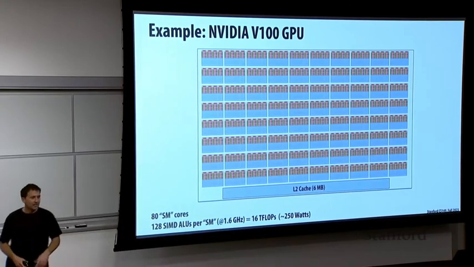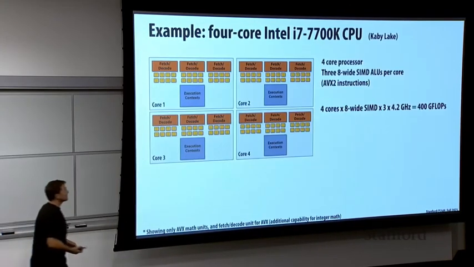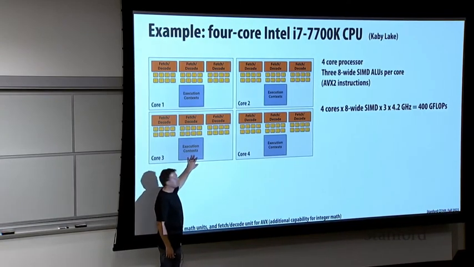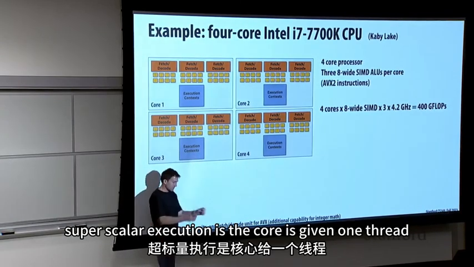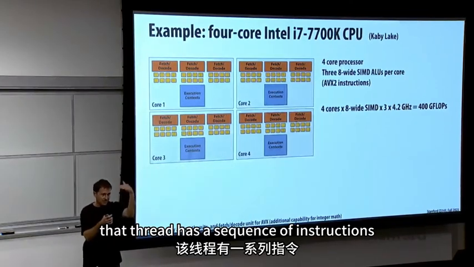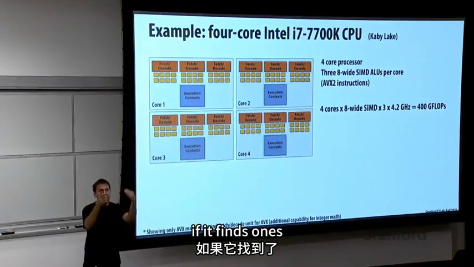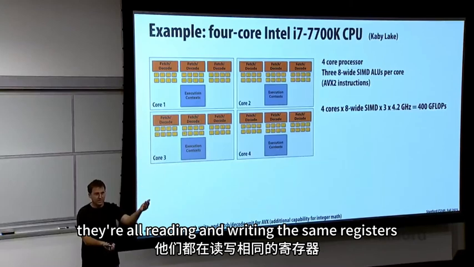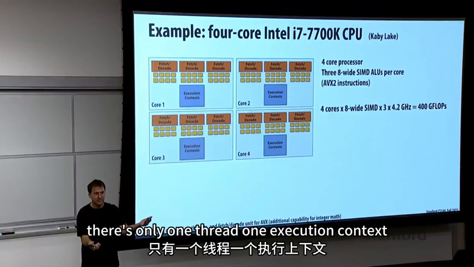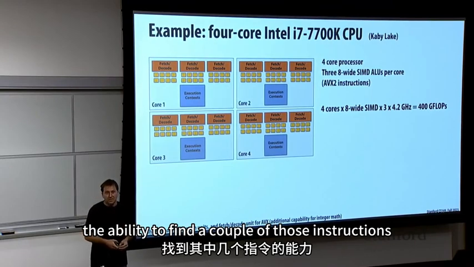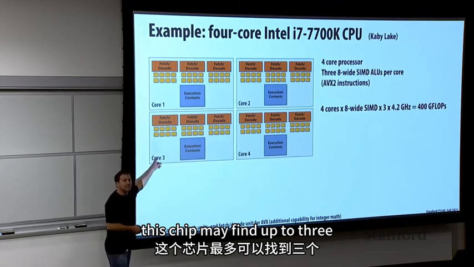Yeah. I see only one execution context, but shouldn't each per core fetch and decode have an execution context? Superscalar execution is the core is given one thread. That thread has a sequence of instructions. Because those instructions are in one thread, they're all reading and writing the same registers. There's only one thread, one execution context. If there happens to be the ability to find a couple of those instructions that can be run in parallel, this chip may find up to 3.